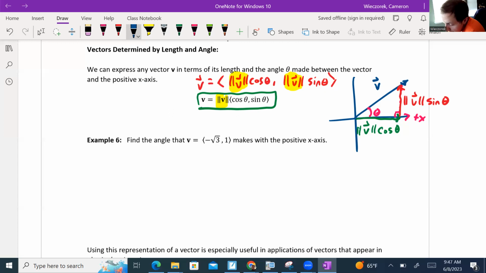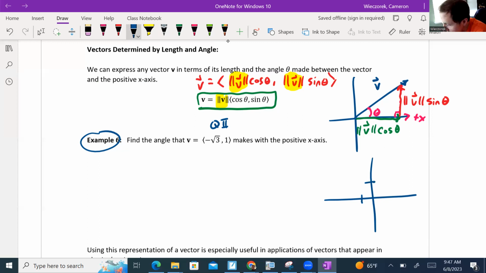So they could give you the angle, that would be pretty straightforward, or they could give you the vector. So let's do that, work backwards. Let's find the angle that the vector ⟨-√3, 1⟩ makes with the positive x-axis. It helps me to sketch it out and look at it. This would be in quadrant 2. -√3 is a little bit more negative than -1.